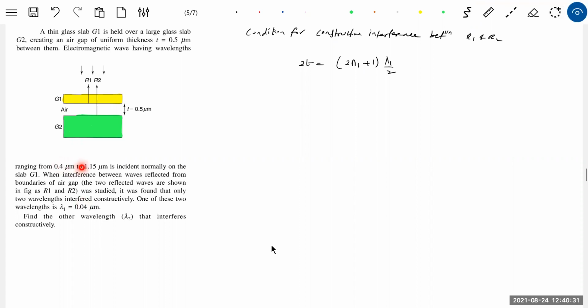and they lie in the range of wavelengths from 0.4 micrometer to 1.15 micrometer. So the correction is there, I'll make it.